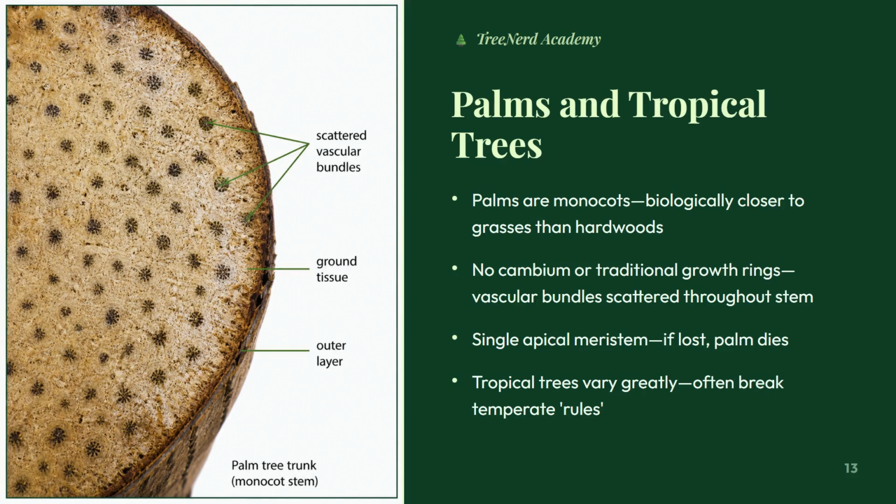Finally, let's examine palms and tropical trees. Palms are monocots, more similar to grasses than hardwoods. They lack a cambium and traditional growth rings. Vascular bundles are scattered throughout the stem. Without a cambium, there's no secondary growth for increased girth.